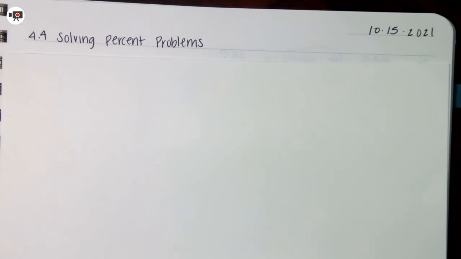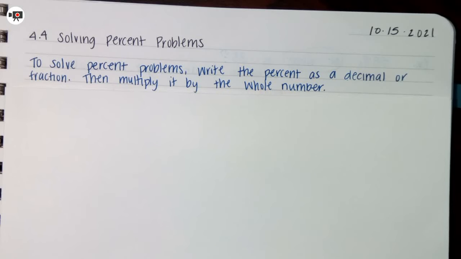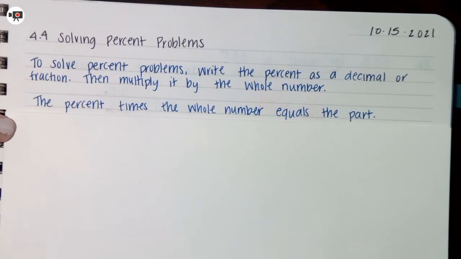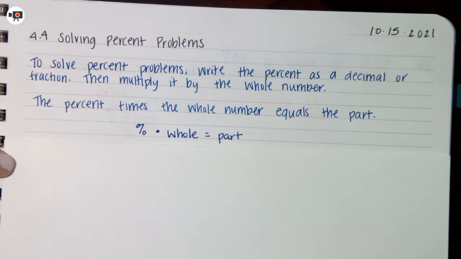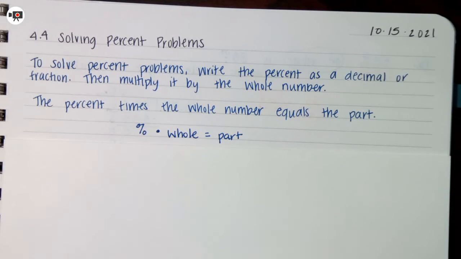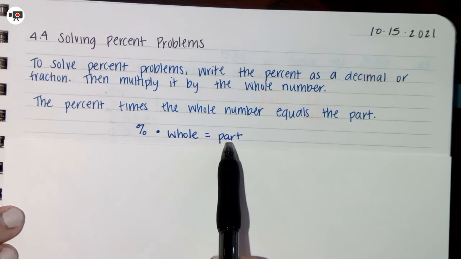Alright, we are solving percent problems. This is 4.4. To solve percent problems, we are going to write the percent as a decimal or a fraction, then multiply it by the whole number. So the percent times the whole number equals the part. That looks like this. If we are given a percent, we multiply by the whole number, and that equals what part of it that is.